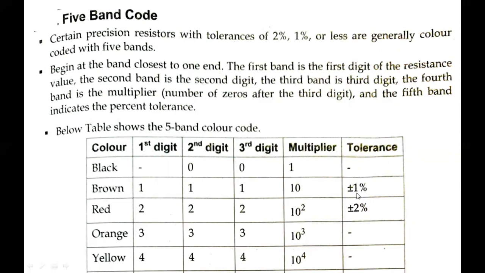The only difference is brown is plus or minus 1%, red is plus or minus 2% tolerance. The remaining is the same as carbon resistance.